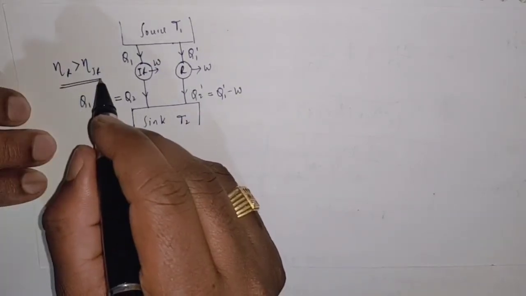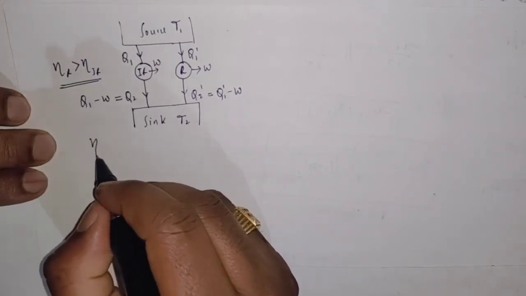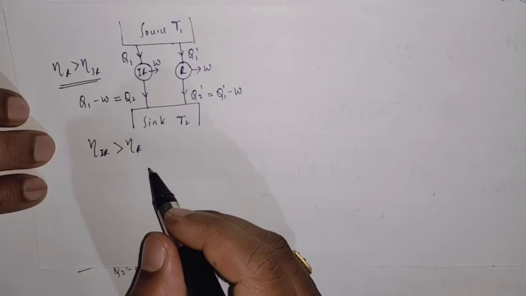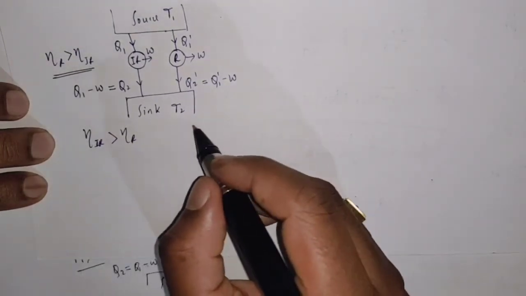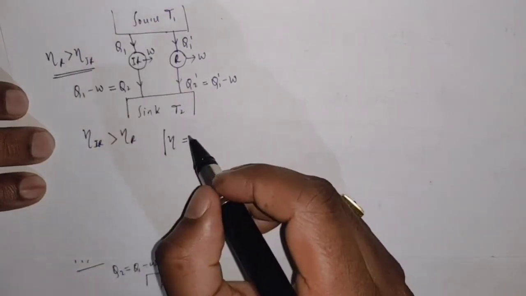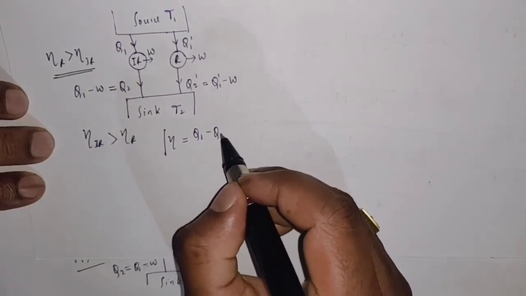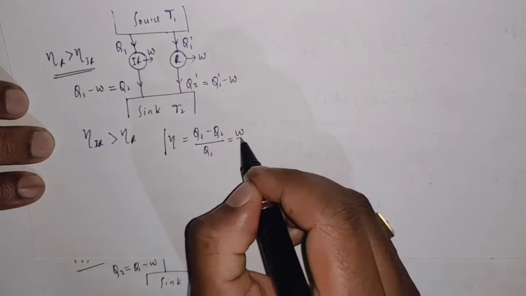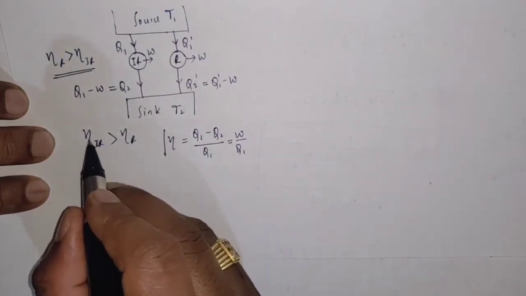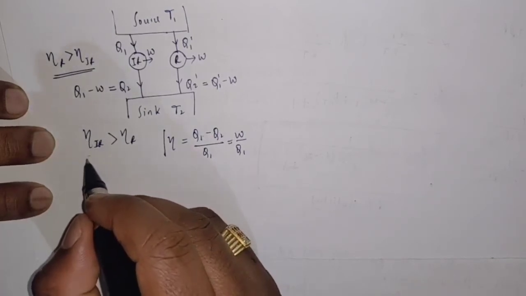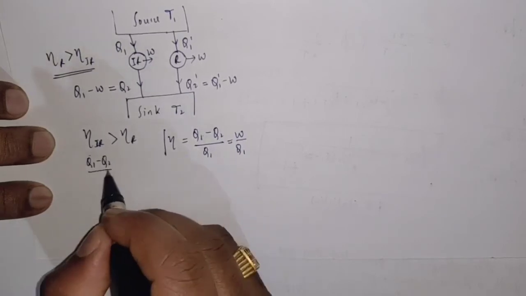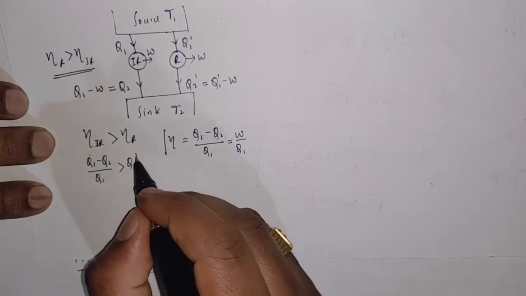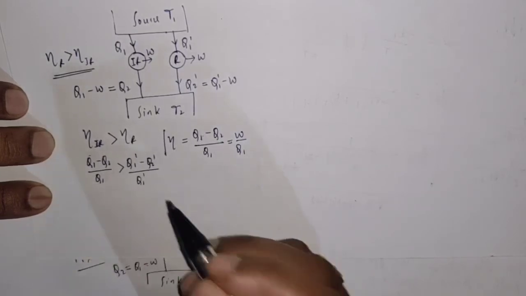To prove this, we are going to use the contradiction method. That is, we are going to assume that the efficiency of the irreversible heat engine is greater than the efficiency of the reversible engine. We know that efficiency is equal to the amount of heat added to the system Q1 minus the amount of heat rejected by the system Q2, divided by the amount of heat added, or Q1 minus Q2, which gives the work done, divided by Q1. Here, in place of the efficiency of the irreversible heat engine, I am going to write Q1 minus Q2 divided by Q1, which is greater than Q1 dash minus Q2 dash divided by Q1 dash.